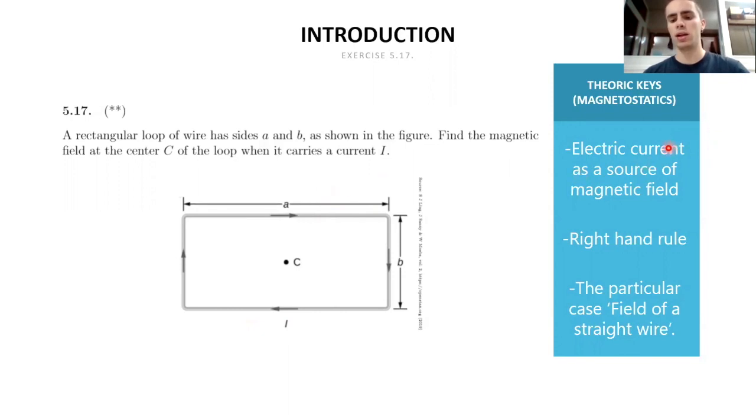We're dealing with electric current as a source of magnetic field, so we'll treat it like that. The right-hand rule that we have seen so many times, and particularly we'll work with the particular case of the field of a straight wire.